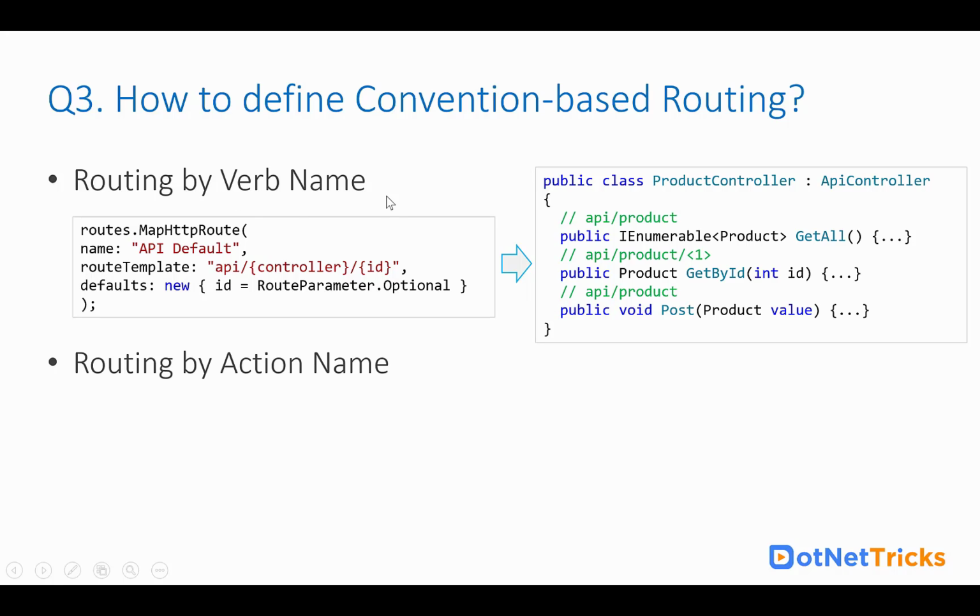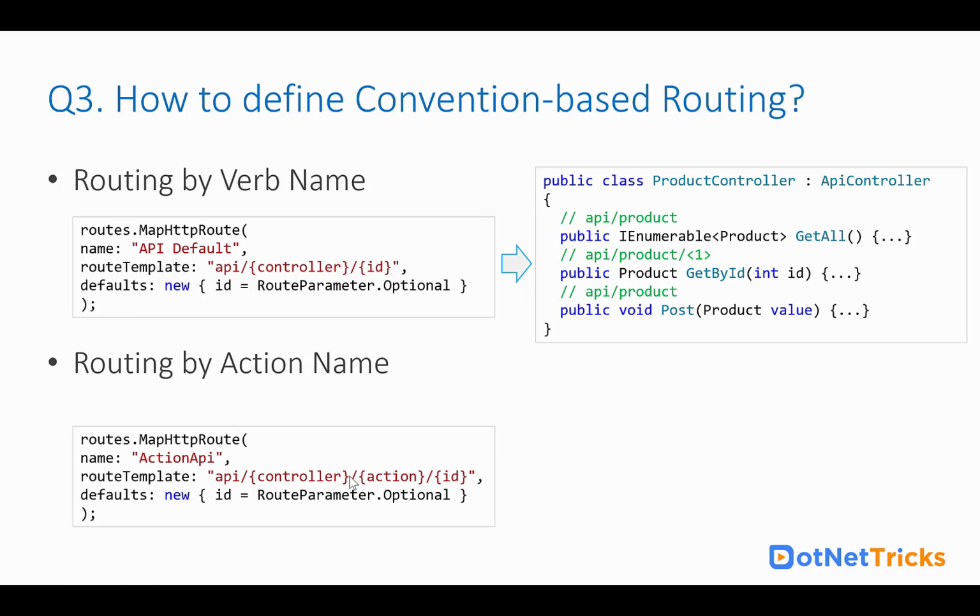So the first one was by verb name, where we just prefix the verb name, and in the second case we mention the action name explicitly. If you have multiple actions with the same verb and almost similar URL patterns, a better way is to not mention the action name explicitly in the route template. So this time what we have done is we just mentioned the action name also in the route template.